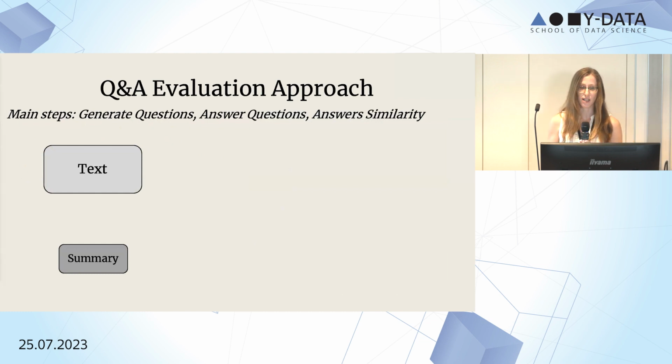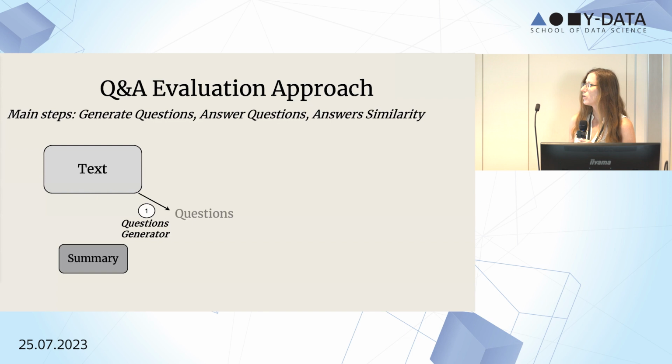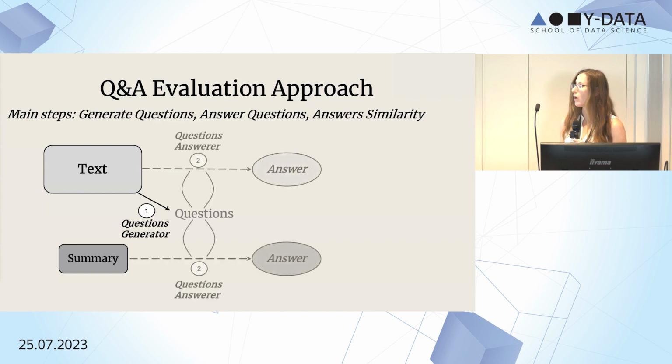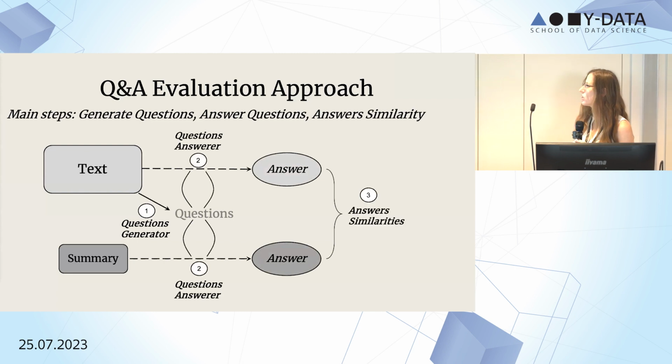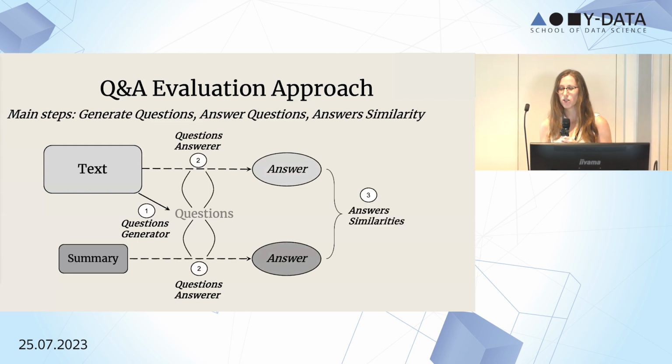It includes 3 steps. So given a text and a summary, the first step is to generate relevant questions, for instance, based on the original text. The second step is to answer those questions based on the text and the summary. And finally, the third step is to compare the 2 answers and calculate a similarity score. This approach assumes that there is a correlation between the number of similar answers and the quality of the summary.